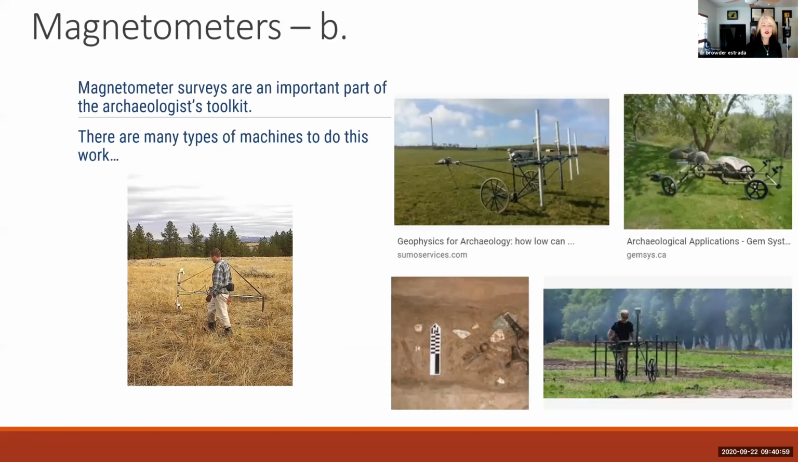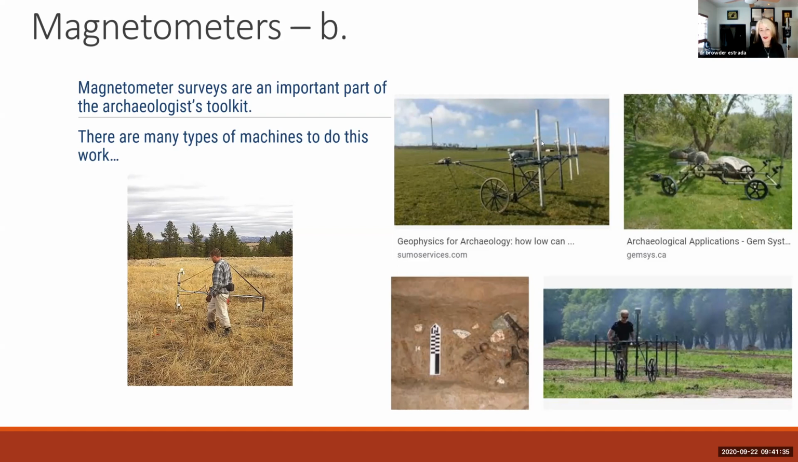So, a super important part of the archaeology toolkit for decades, at least since the 1970s, and I'm not sure how much earlier than that. There are lots of different types of machines that do this work, but usually, if it's a magnetometer, you're going to see somebody carrying something along with them that looks a little bit like a cage, or with some straps. Sometimes, if the ground is pretty flat and dry and there's not too much vegetation, they can have wheels on them.